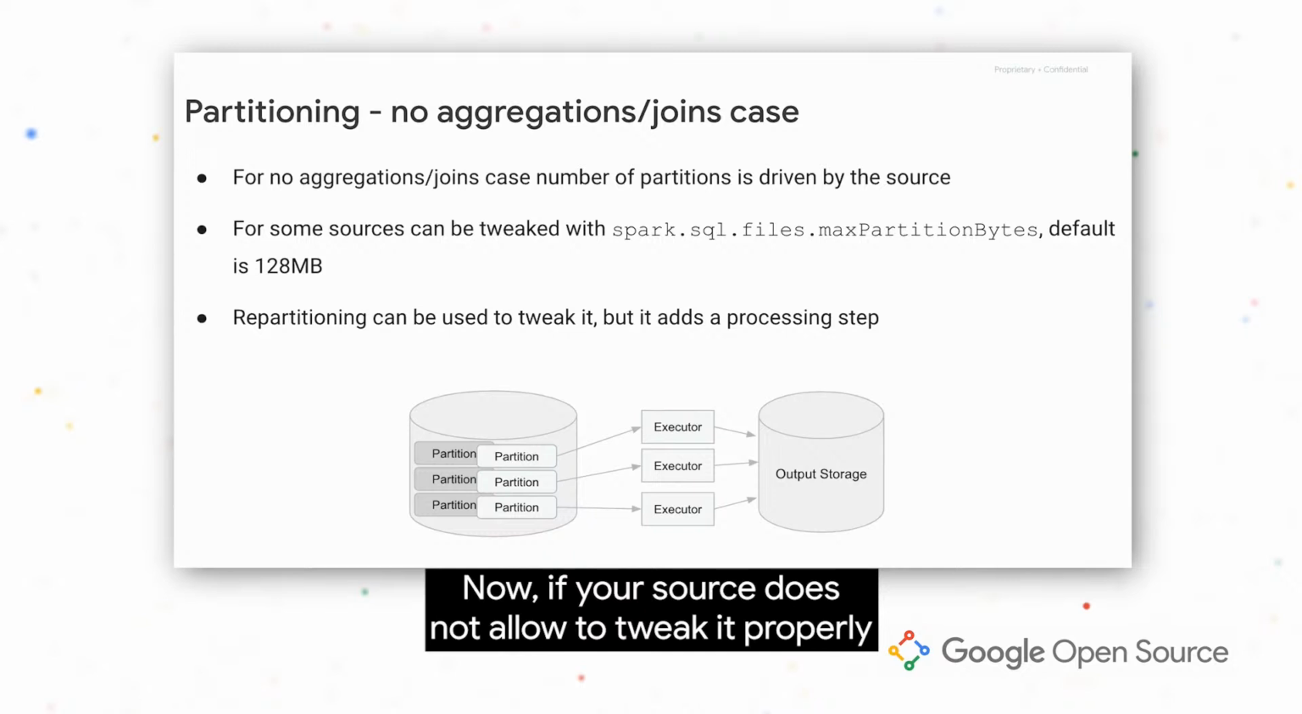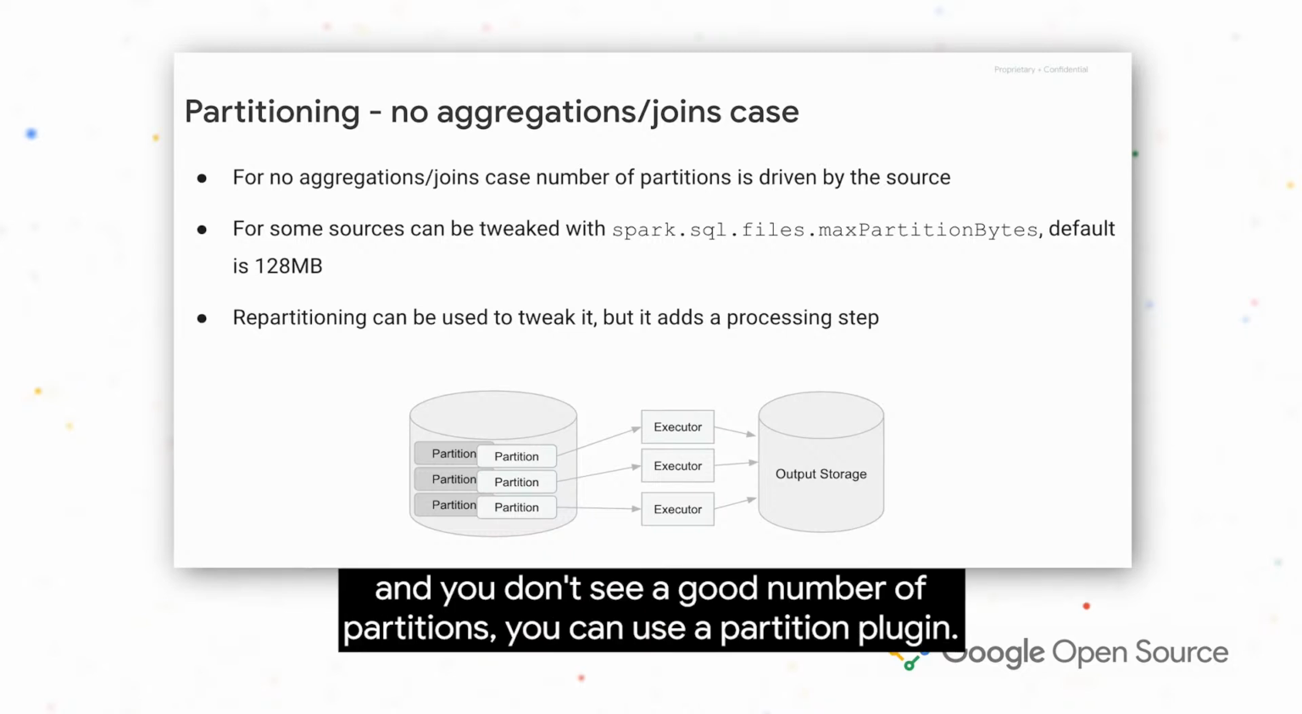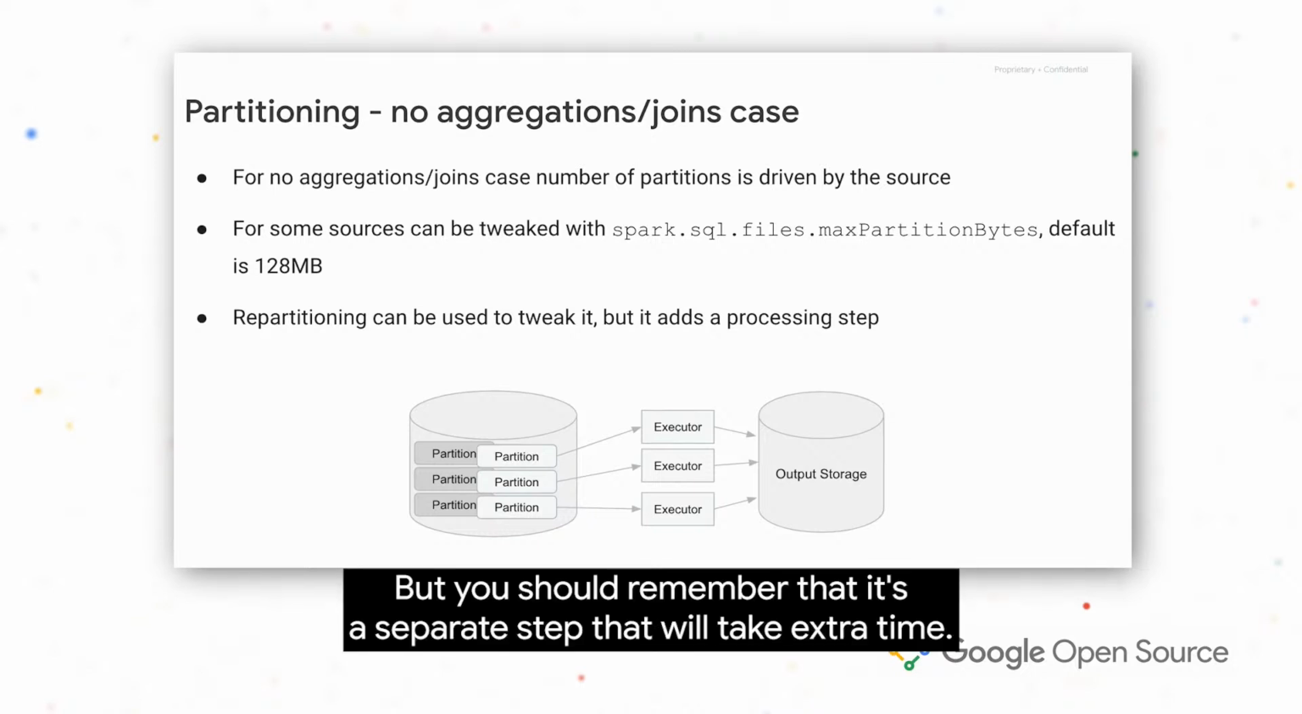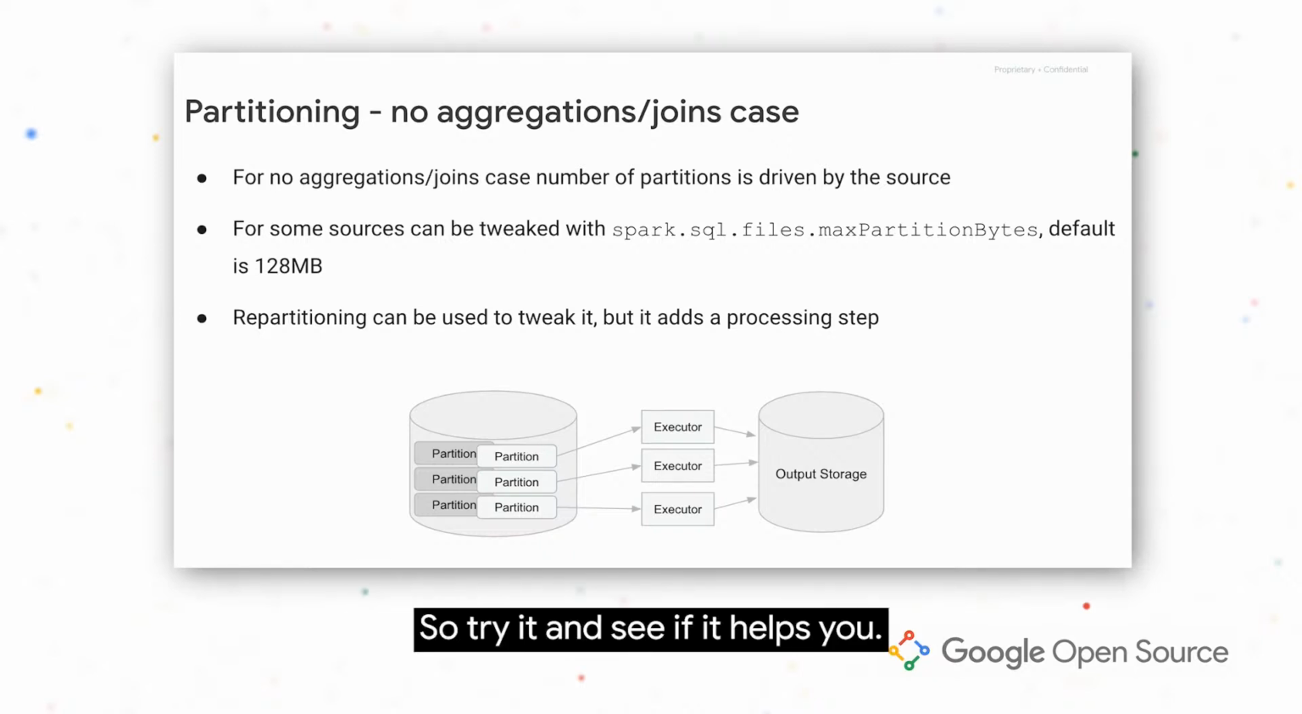Now, if your source does not allow you to tweak it properly and you don't see a good number of partitions, you can use a repartition plugin, but you should remember that it's a separate step that will take extra time. So try it and see if it helps you.